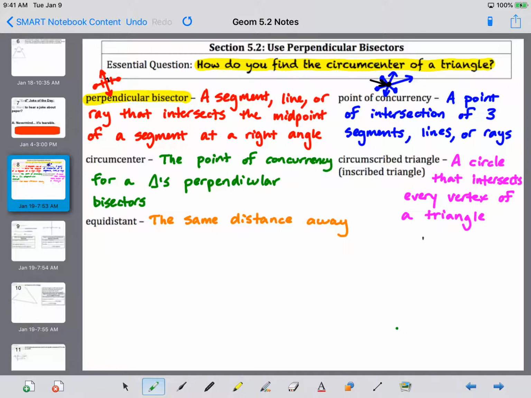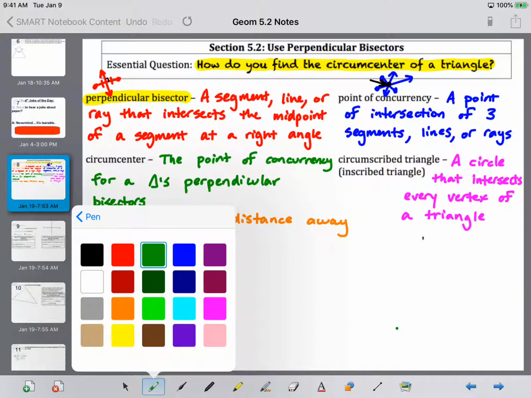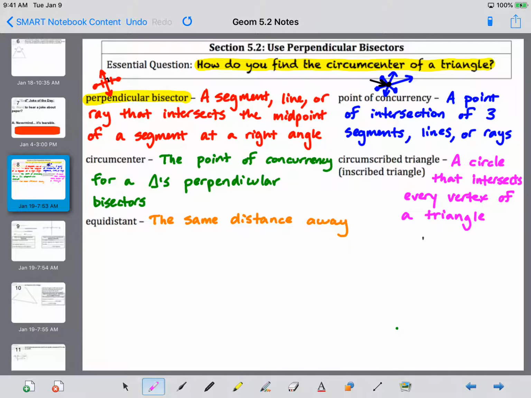And then a circumscribed triangle is if you have a triangle, like so, and then you draw a circle that goes through the three vertices. This right here would be a circumscribed triangle. And then equidistant just means the same distance away. All right, so let's look at some examples here.